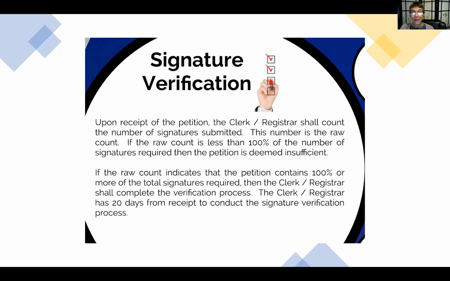If the raw count indicates that the petition contains 100% or more of the total signatures required, then the clerk or registrar shall complete the verification process. The clerk or registrar has 20 days from receipt of the packets to conduct the signature verification process.